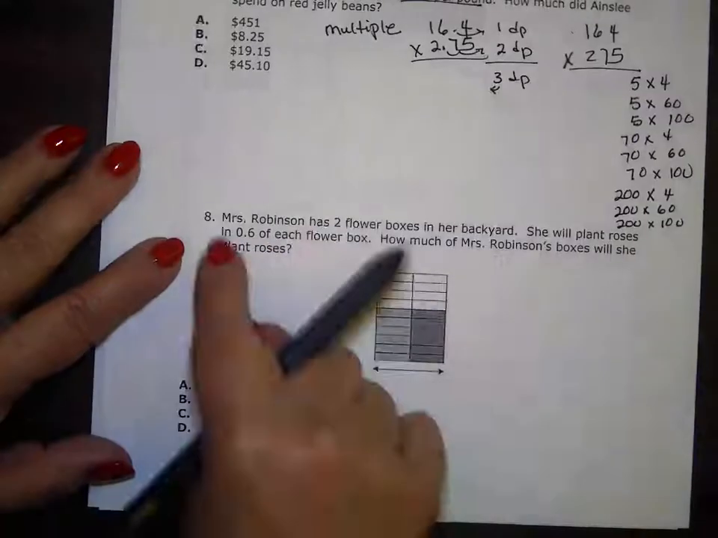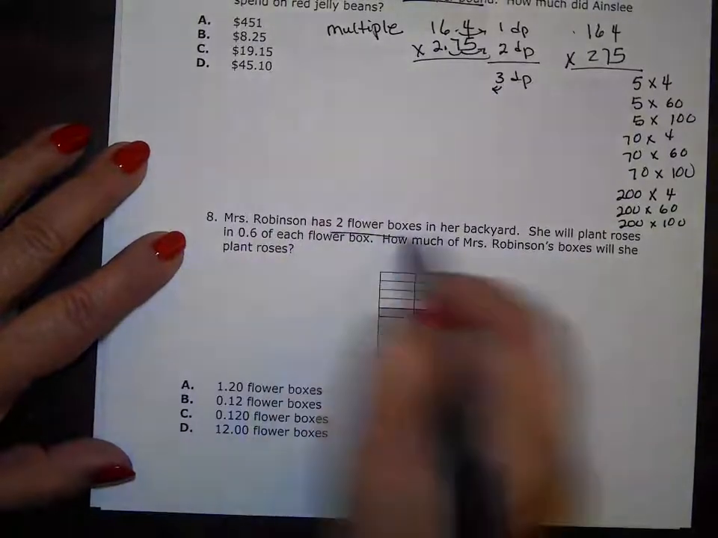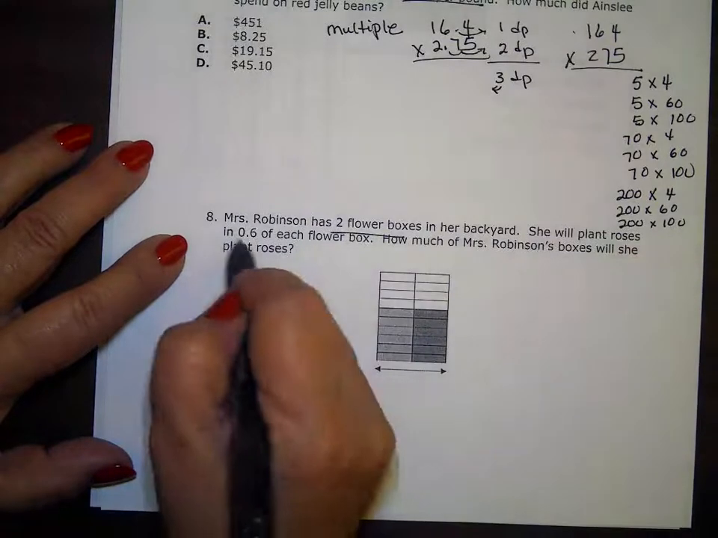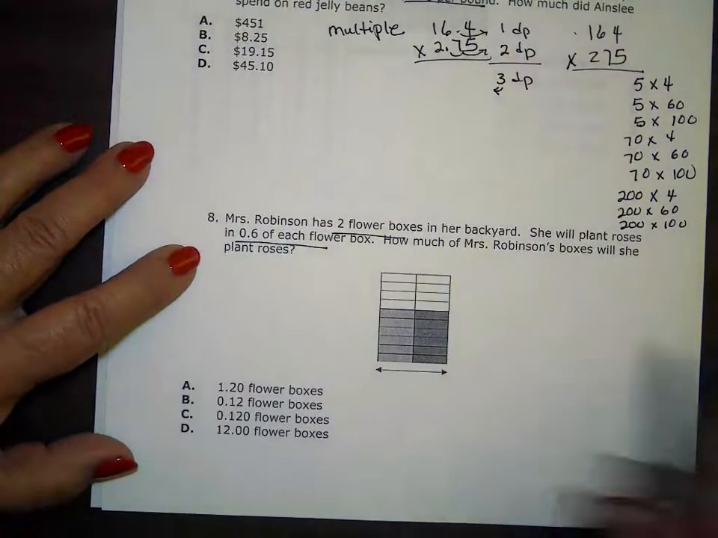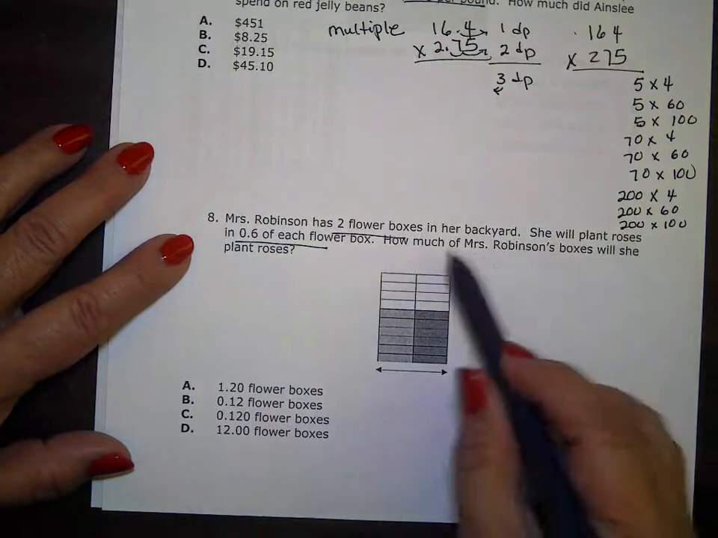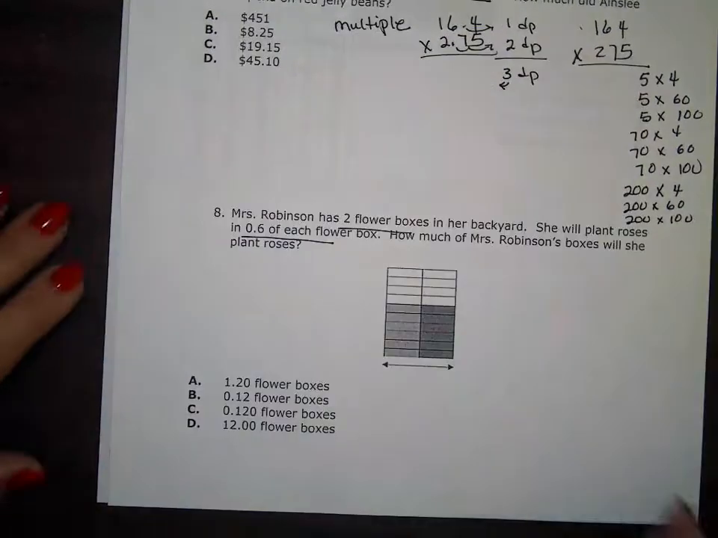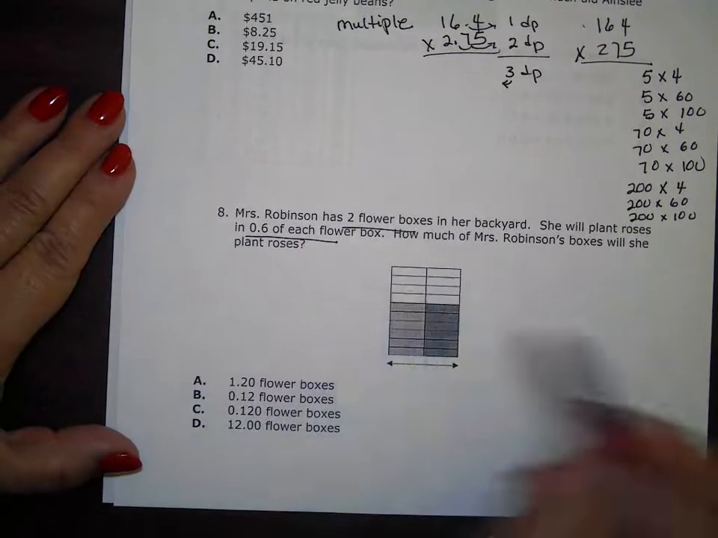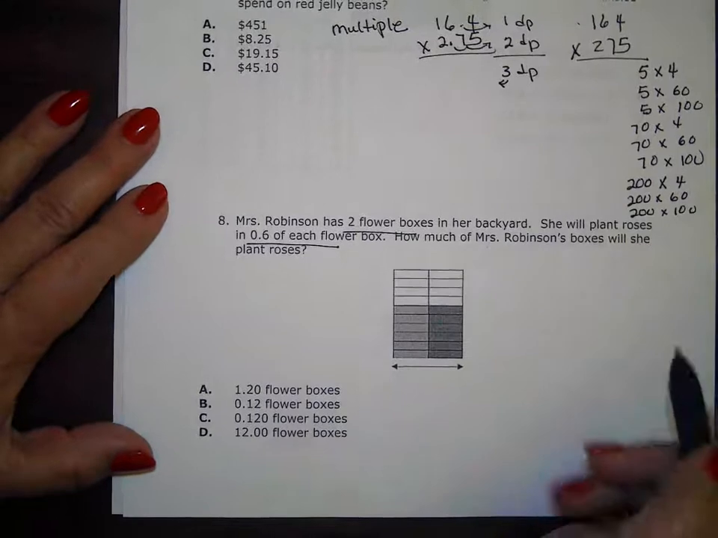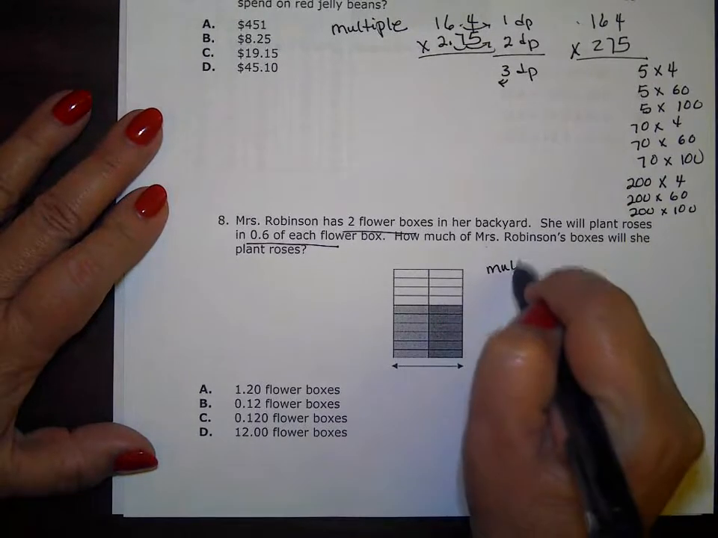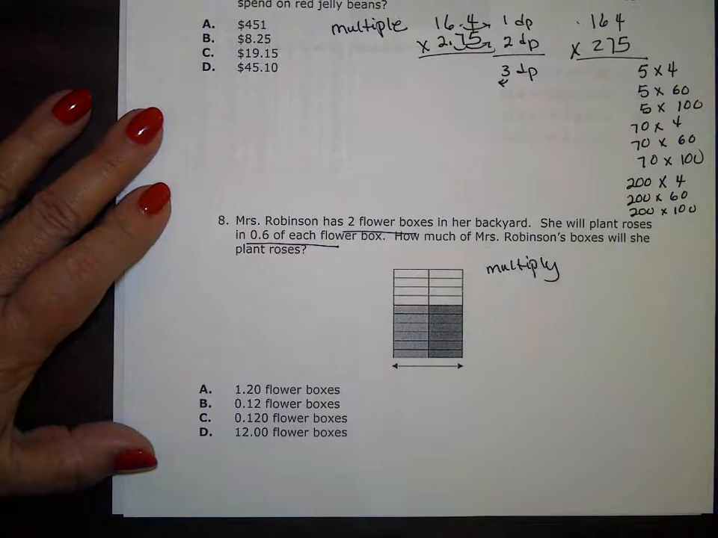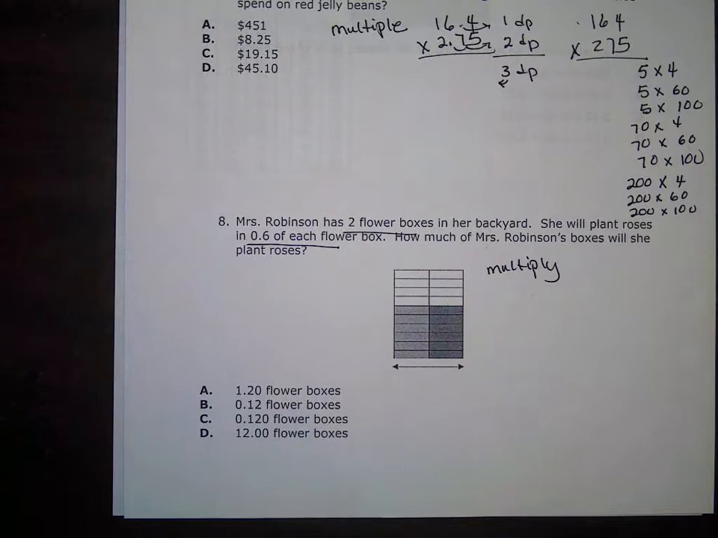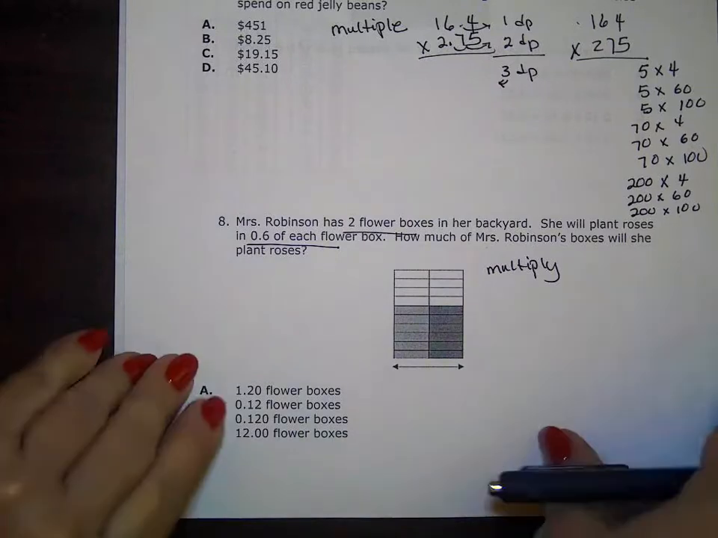Let's look at number 8. Mrs. Robinson has 2 flower boxes. You see these here? She will plant roses in 6/10 in each flower box. How much of Mrs. Robinson's boxes will she be planting? Well, I have 2 of them. Each one is 6/10. What would you do? Very good. You're going to multiply. What are you going to multiply? And what would your answer be? So I'm going to let you do that part and then let me know.